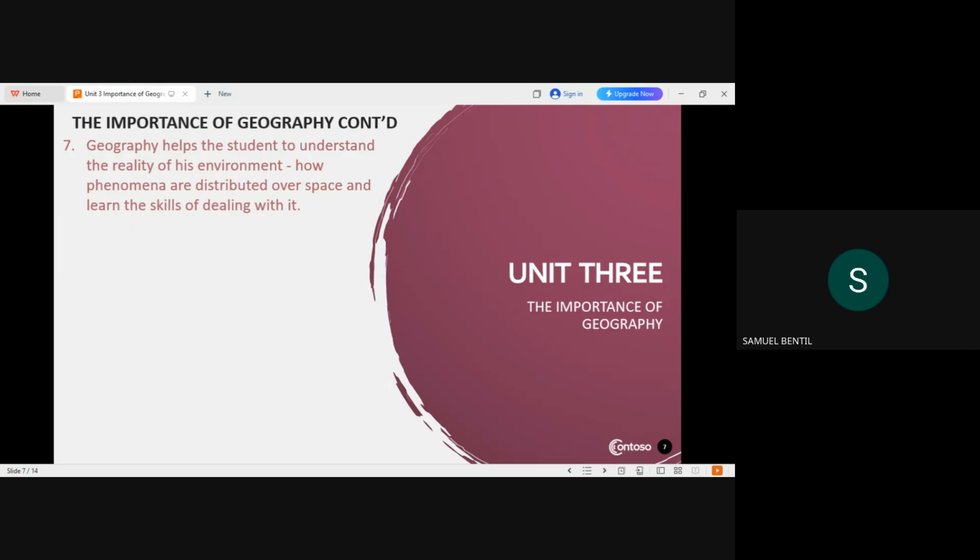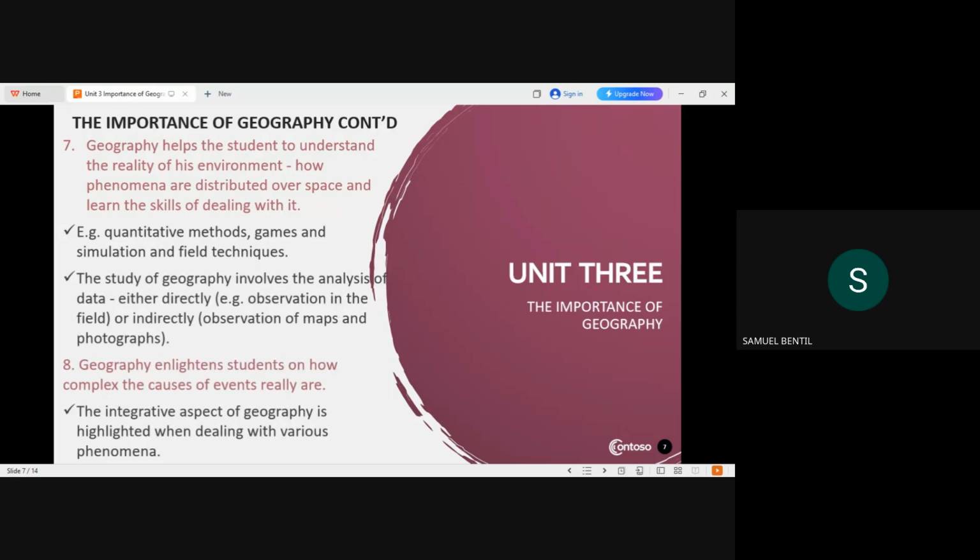Now, the next point is that geography helps students to understand the reality of their environment, how phenomena are distributed over space, and to learn the skills of dealing with it. Some of the methods we use are quantitative methods, games and simulations, and field techniques, all used to study the realities within our environment. It also involves the analysis of data, either by directly going to the field to observe or indirectly by using maps and aerial photographs to do those analyses, which are all ways of studying reality as far as our environment is concerned.